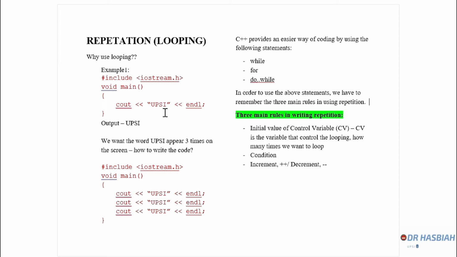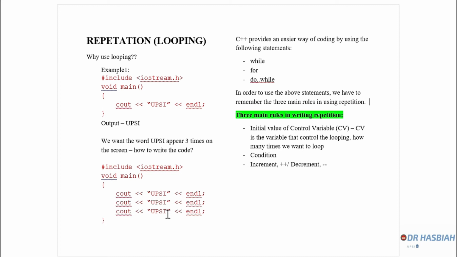Now let's say you want to get the word oopsie 3 times on the screen. Meaning here you want to repeat the oopsie 3 times on the screen. So in this case, how many times do you have to use the cout statement? Yes, you have to use the cout statement 3 times in order to get the word oopsie 3 times on the screen. So let's say you want to get the output of oopsie on the screen 100 times. How many couts do you have to use in your programming?